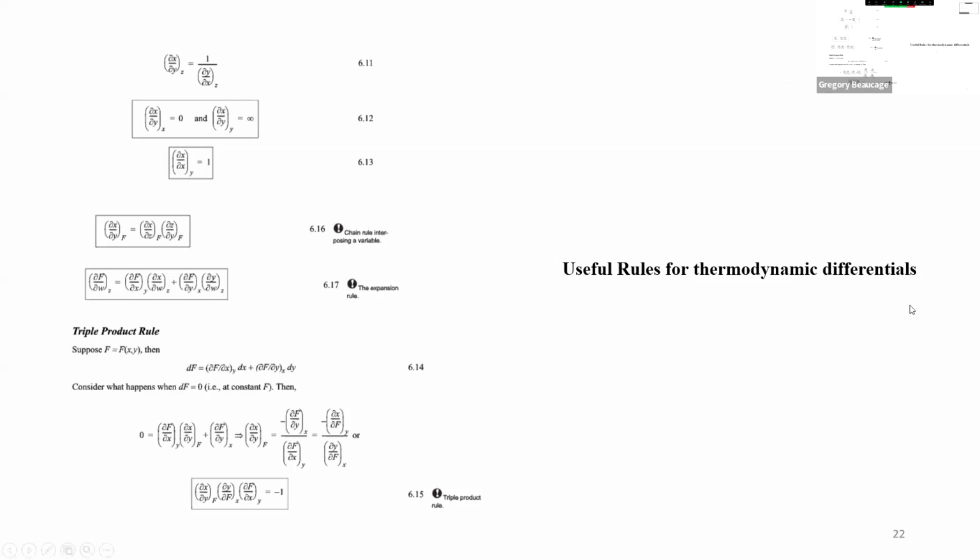So there's a series of these differential equation rules, like invert: dx/dy at constant z is the same as 1 over dy/dx at constant z. So the 4 Maxwell relations are actually 8 if you do this inverse thing.